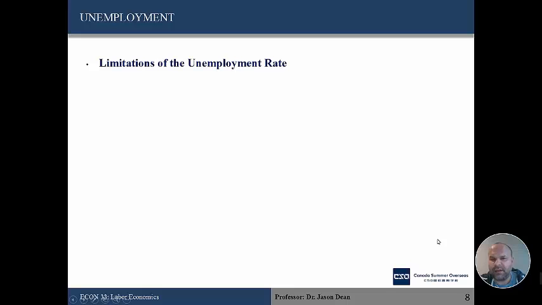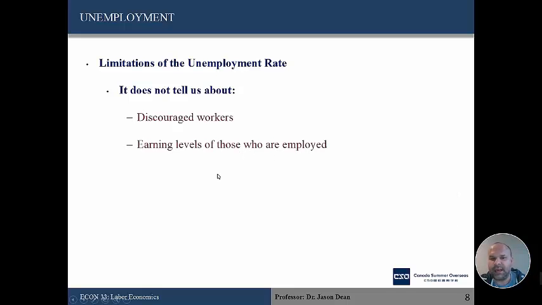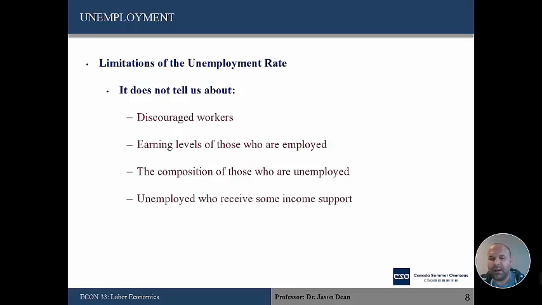So there are certainly limitations to what this statistic can tell us. The first thing that the unemployment rate doesn't tell us is how many discouraged workers there are. It doesn't say anything about the earnings levels of those who are actually employed. It doesn't say anything about the composition of those who are unemployed. And it doesn't say anything about whether some of the unemployed also receive income support. And it doesn't say much about the fraction of the population that is employed.